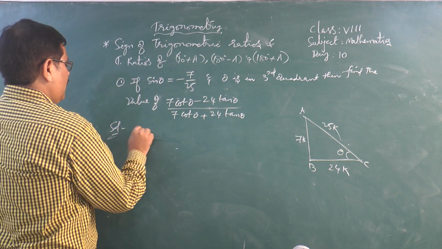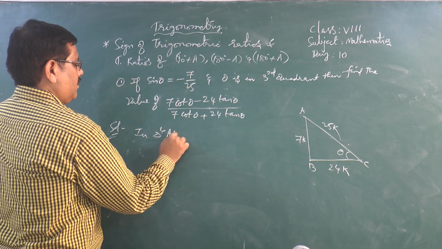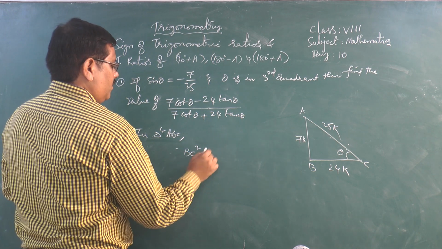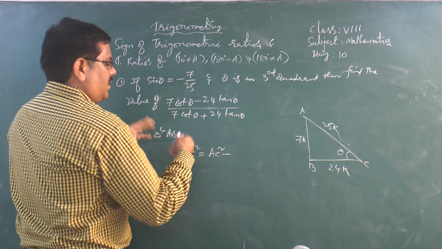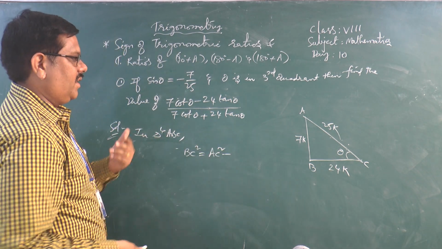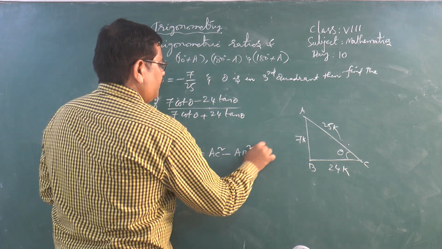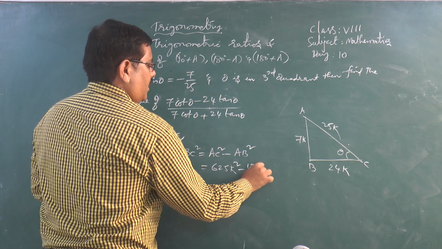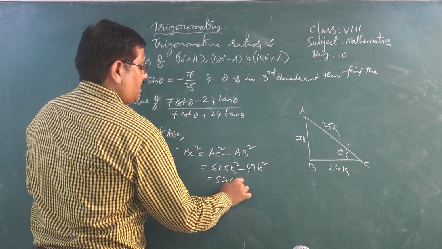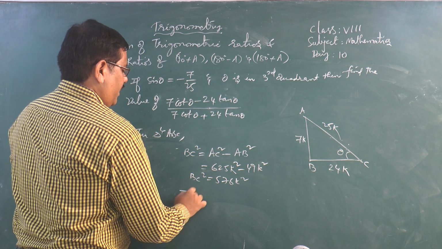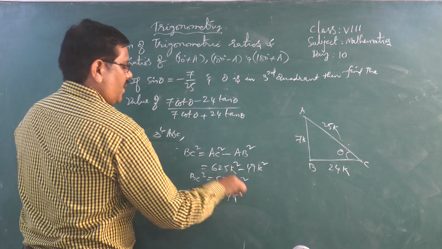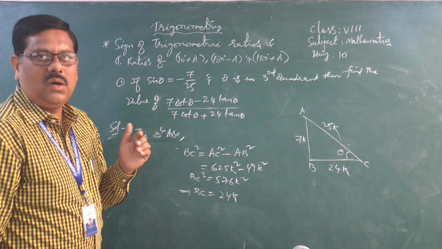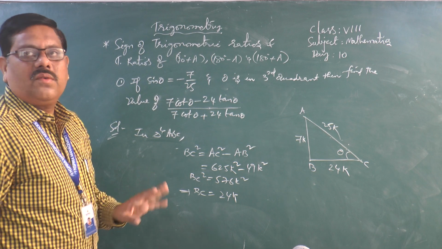Let us take triangle ABC. From Pythagoras theorem, BC square is equal to AC square minus AB square. That is 625k square minus 49k square, which is 576k square. That is BC square, therefore BC is going to be 24k. So we got the BC value. Forget about the sign for some time, as I told you. Let us see how to deal with that.